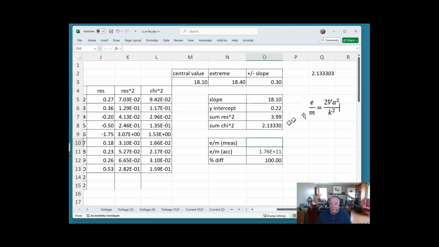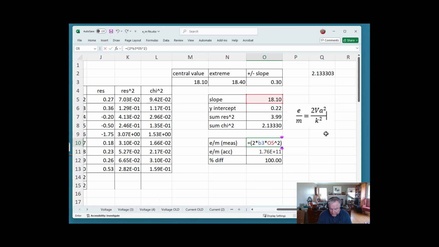All right, and where is it here? Okay. Equals, let's just use parentheses, always a good idea. 2 times B3 times the slope squared. Remember, that's what A is, the slope.